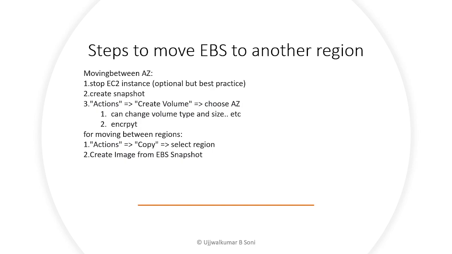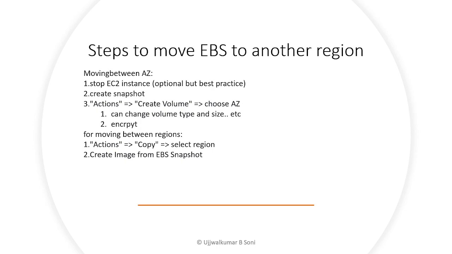It is recommended to stop the EC2 instance, and you can create a snapshot, and from that snapshot you can create a volume and choose the availability zone in which you want to create that EBS volume. You can change the volume type and size while you create a volume. You can also enable encryption, and the next one is for moving between regions.